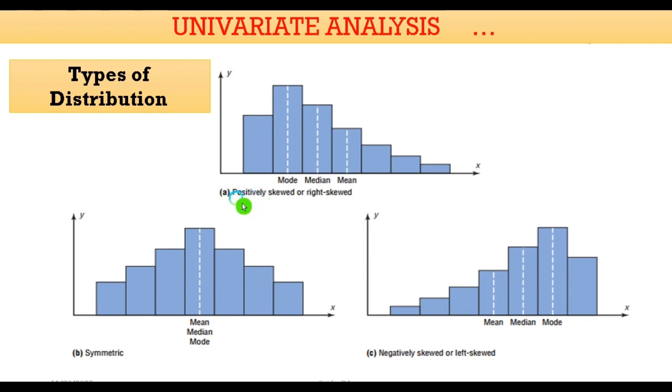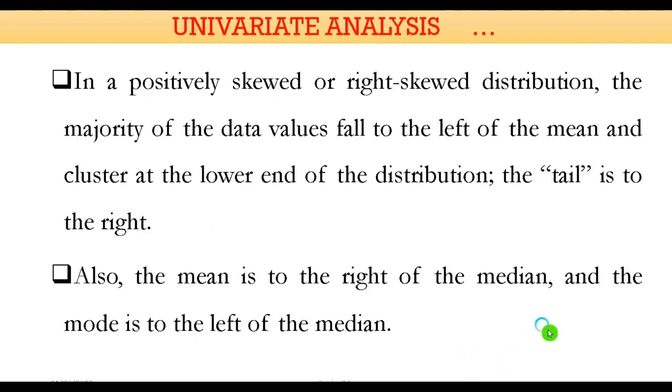In the case of the first one, when mean is greater than the others, it's going to be positively skewed or right skewed, you can say. In this one, all 3 are equal, and that is symmetric. In the case of the second, it is negatively skewed or left skewed, because mean is less than the others.